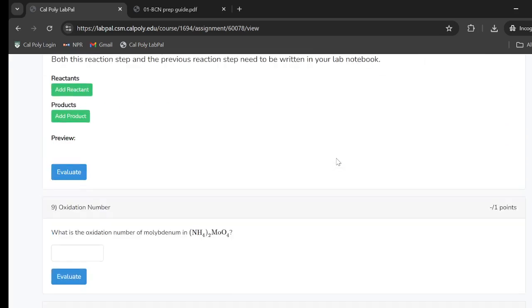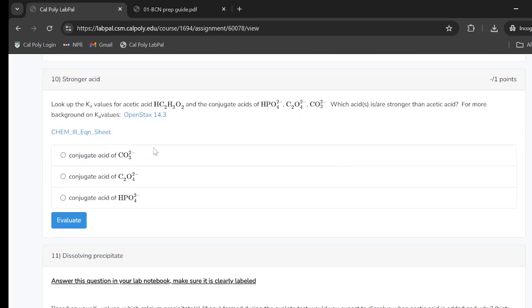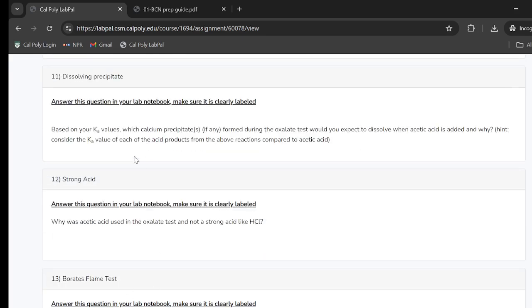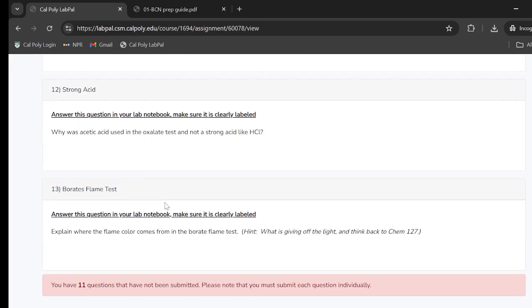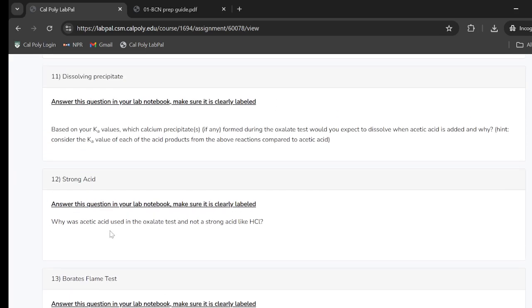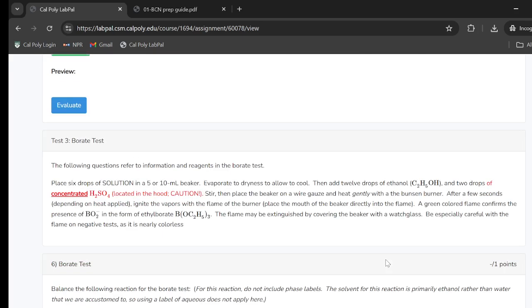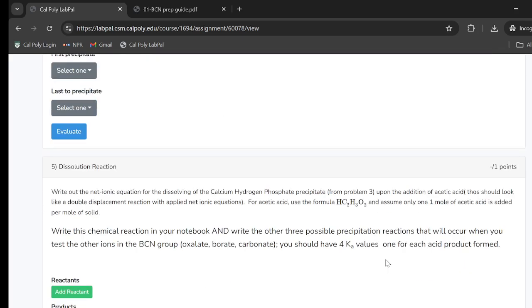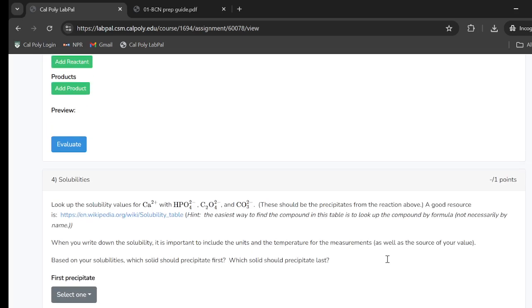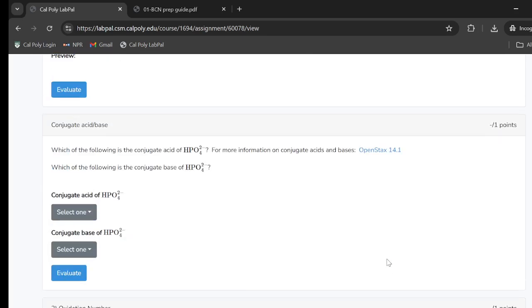Test 4, Test 5, Test 7, Test 8. The question numbering is different. I've been working on making sure the question numbering ends up the same. So if you do either the LabPal numbering or the PDF numbering, you'll be fine either way. But doing that numbering is beneficial.